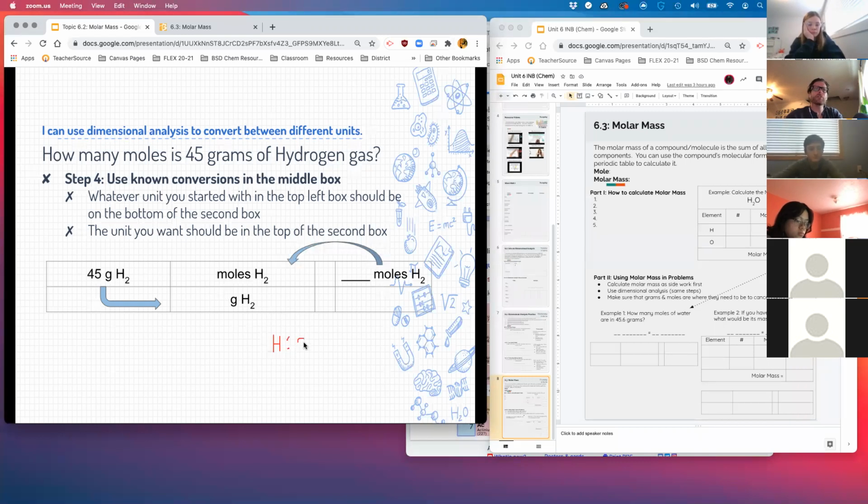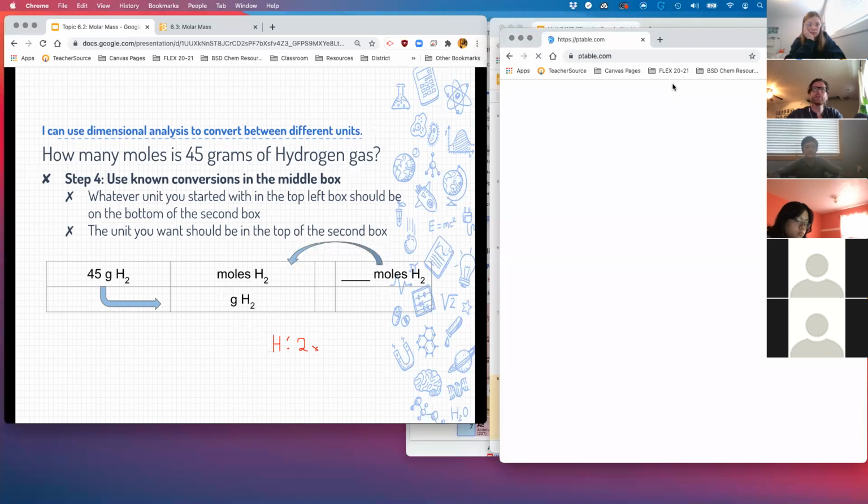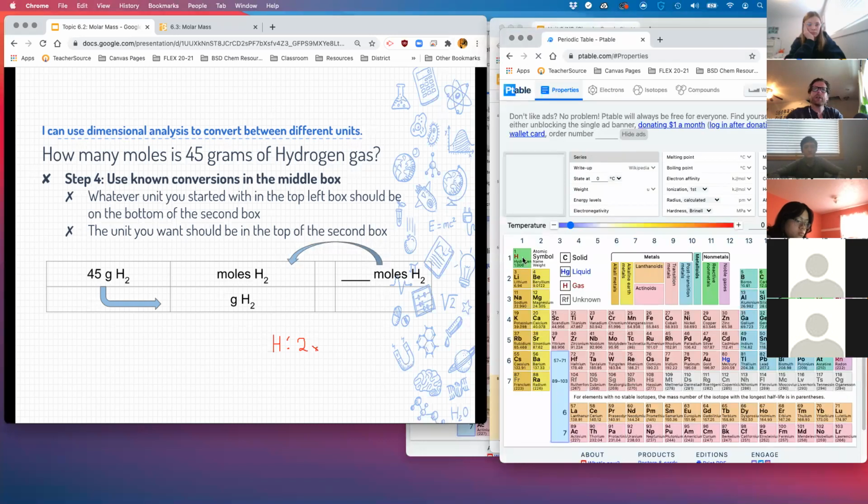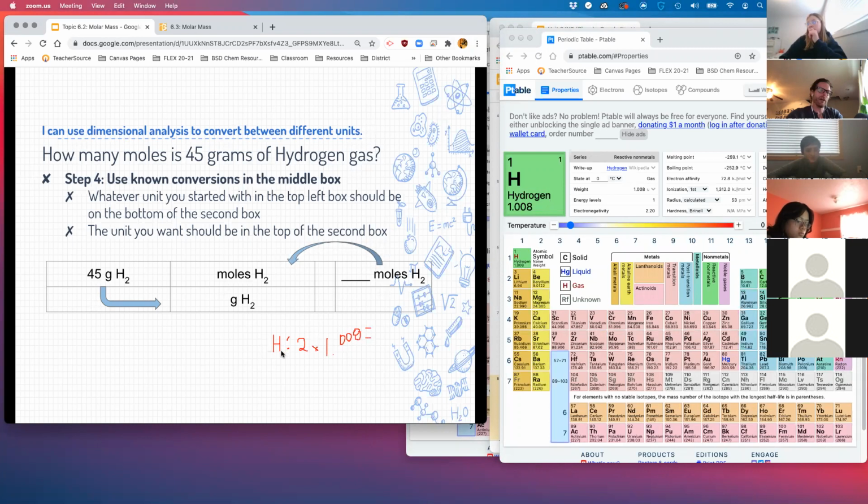I know that there are 2 of them, and each one of them weighs, and I have to look at my periodic table. It's 1.01, but I come over here and it's 1.008. So each one of them weighs 1.008. Okay, so that means my molar mass for hydrogen gas would be 2.016. And remember my units, grams per mole.